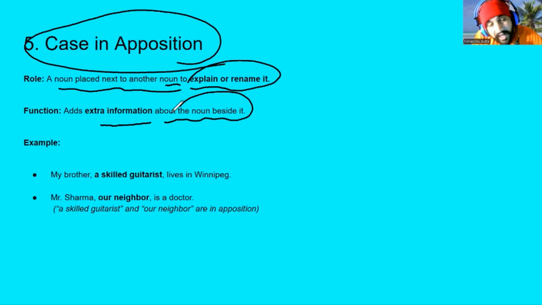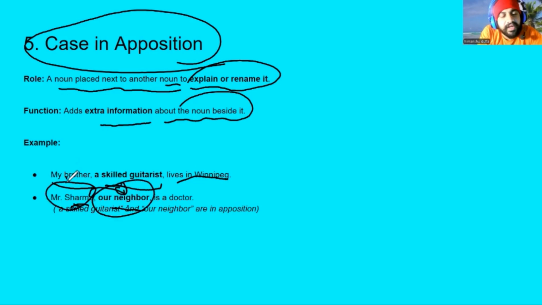So that's how we know that we are adding information about the same thing. So here we are, my brother, a skilled guitarist, lives in Winnipeg. Okay, and then it's Mr. Sharma, my neighbor. We are talking about the same person. Like we have added the information in this one. He is my neighbor, and in the previous one we said that my brother, he is a guitarist. So we added some information to the previous word.